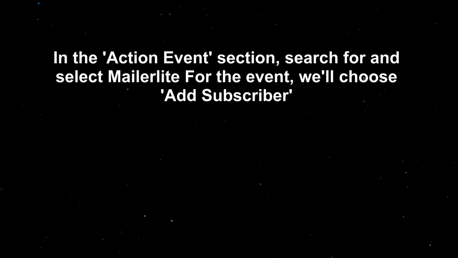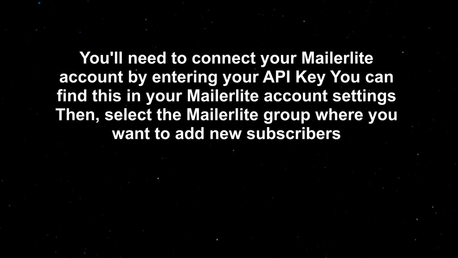In the Action Event section, search for and select Mailerlite. For the event, we'll choose Add Subscriber. You'll need to connect your Mailerlite account by entering your API key. You can find this in your Mailerlite account settings. Then, select the Mailerlite group where you want to add new subscribers.